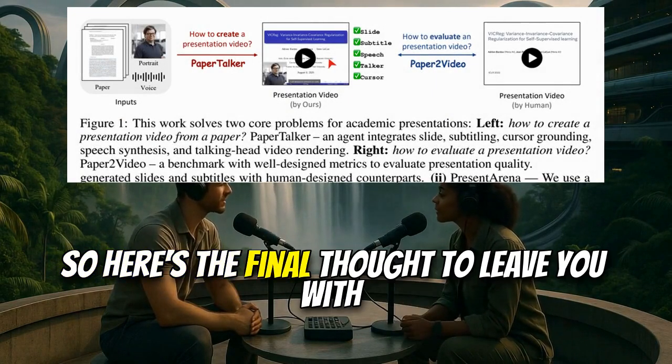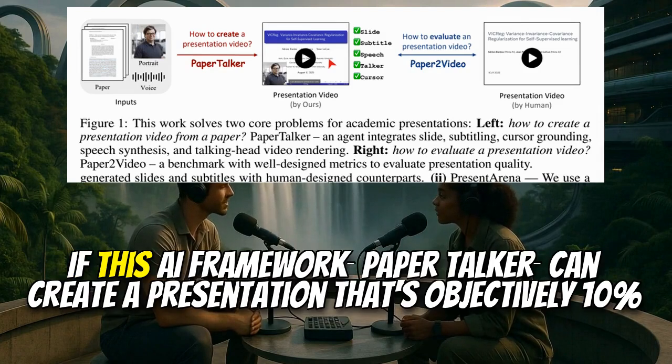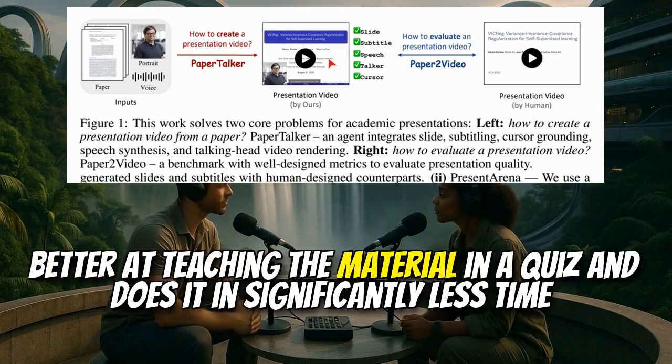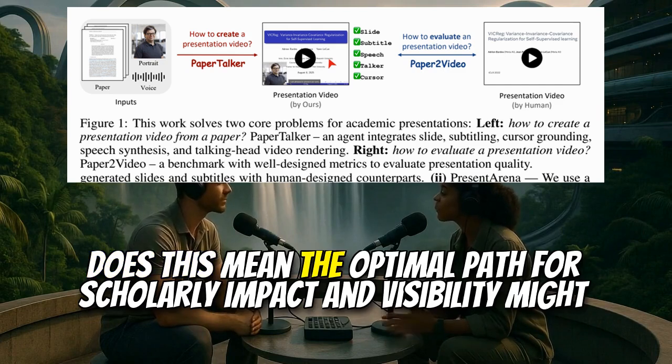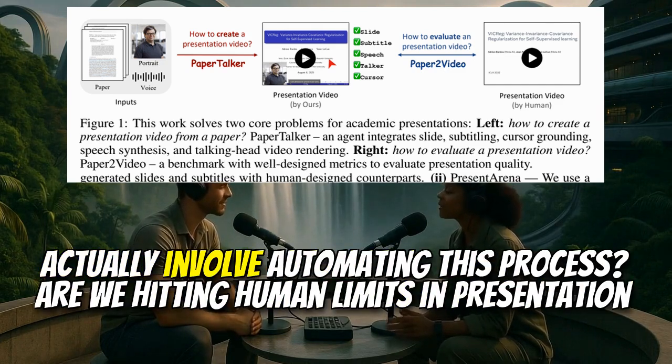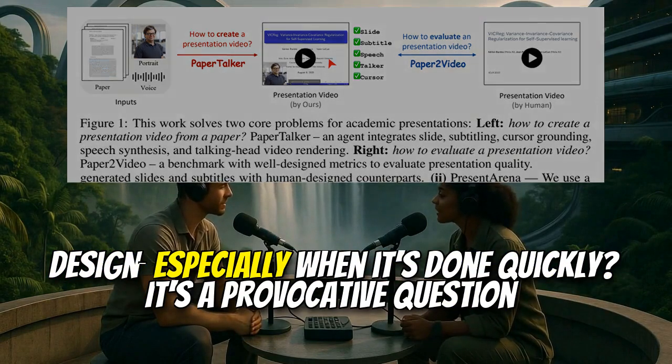So here's the final thought to leave you with. If this AI framework, PaperTalker, can create a presentation that's objectively 10% better at teaching the material in a quiz and does it in significantly less time, does this mean the optimal path for scholarly impact and visibility might actually involve automating this process? Are we hitting human limits in presentation design, especially when done quickly?